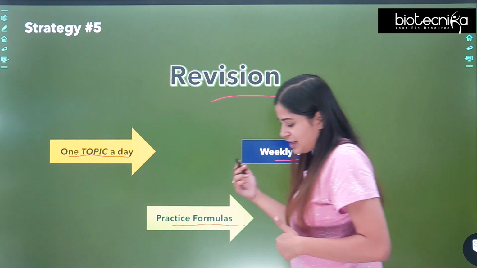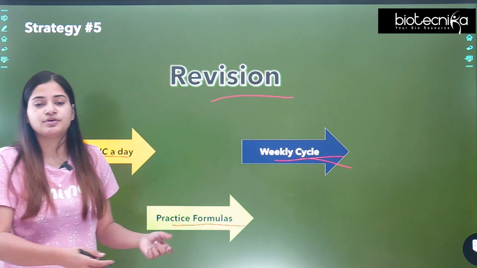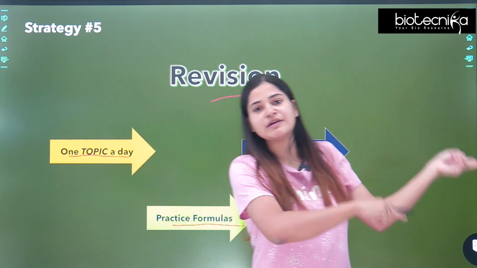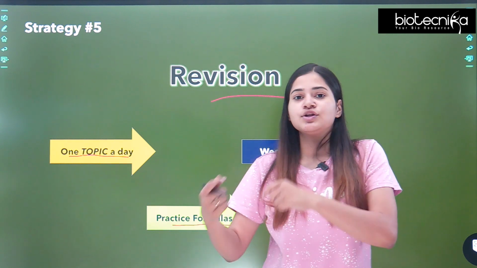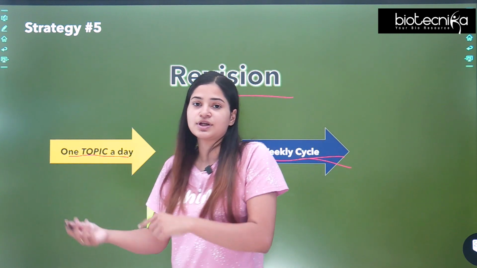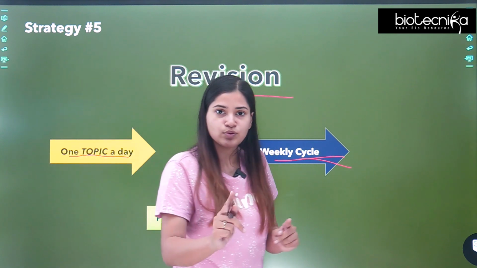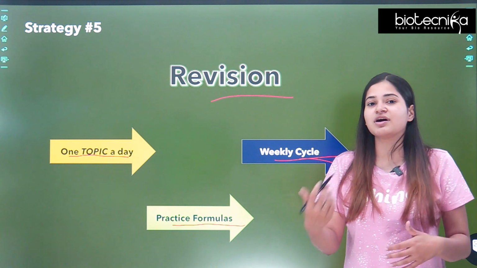The third one is the weekly cycle. Let's say you are preparing for unit 3. During the weekend, you should pick 2 units from the previous week that you have prepared, and spend your weekend remembering the concepts. You should revise 1 unit on Saturday and 1 unit on Sunday. So during the weekdays you are preparing 1 unit, and during the weekend you are revising 2 units, so basically you are covering 3 units.